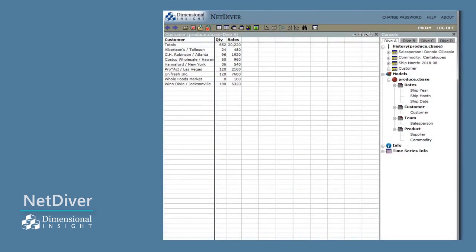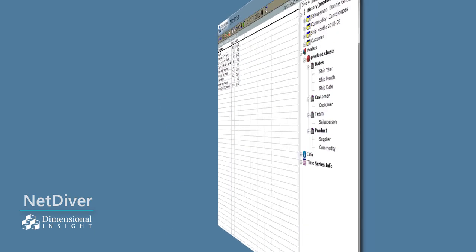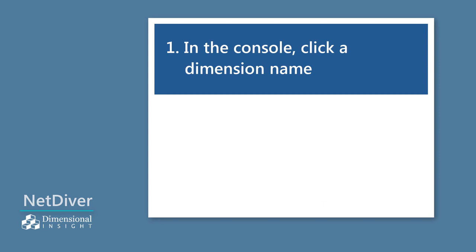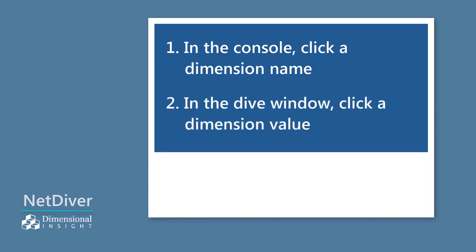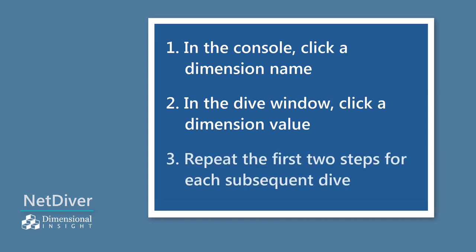So that's how you dive for information in NetDiver. First, you choose the type of information you want to dive for, a dimension, by clicking a dimension name. In the resulting dive window, you choose the particular value you want more information on. For each subsequent dive, you repeat these 2 steps until you have the final answer to your business question.